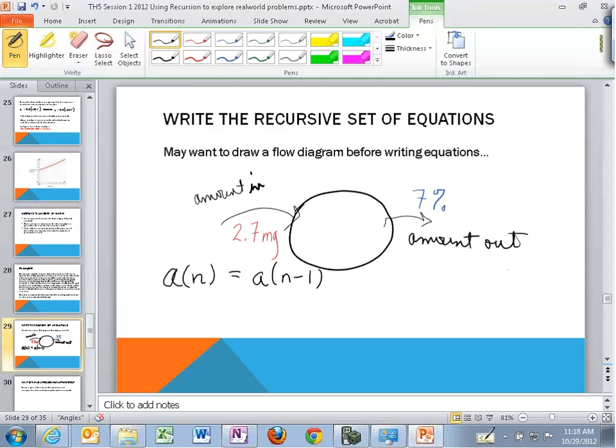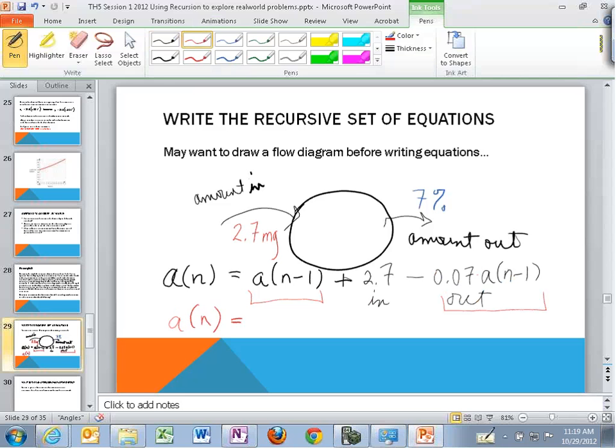What flows in? So I'm going to add what flows in. What flows in? 2.7 milligrams of cadmium. And then I lose some amount, right? I lose 7%, which is 0.07 of what I had before. So this is the amount out, and this is the amount in. I heard some people collapsing these terms, saying 0.93 times A(n-1), which is fine. I'm still writing a recursive equation, not a closed form. If I have one of these and I subtract 0.07 of those, I should have 0.93 times A(n-1) plus the 2.7.